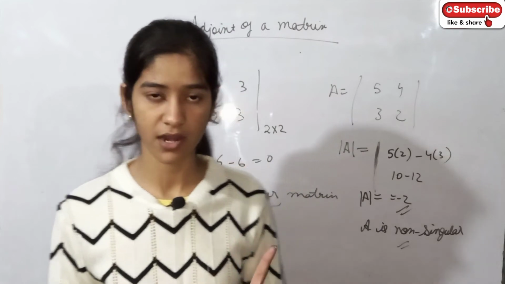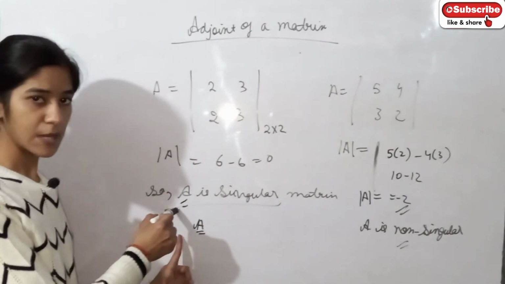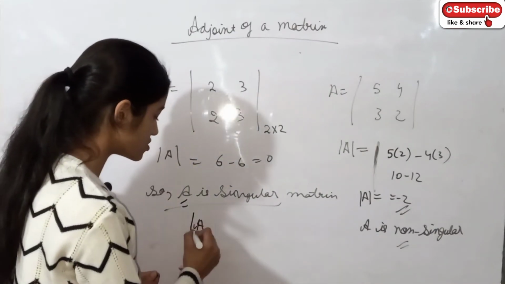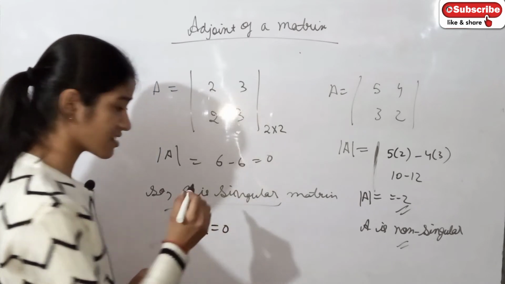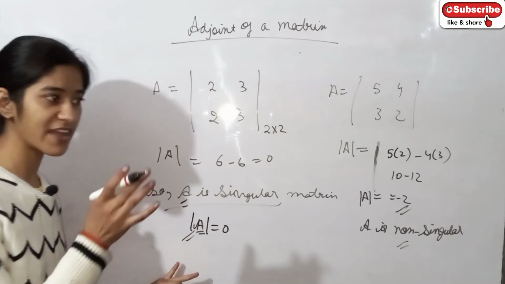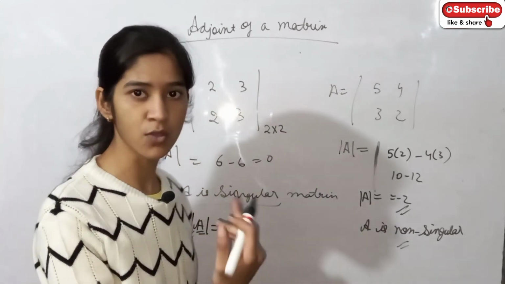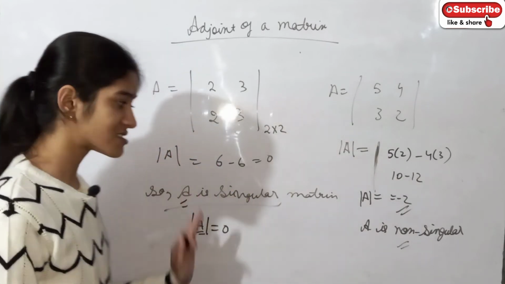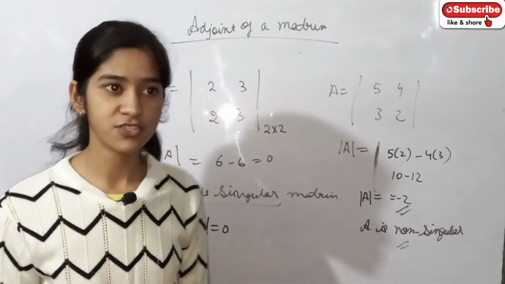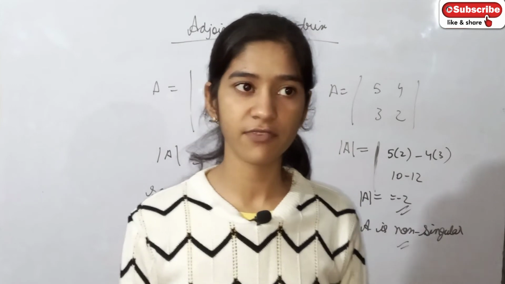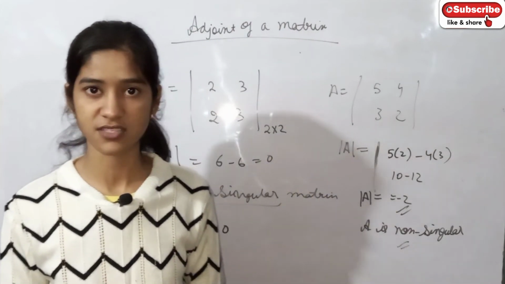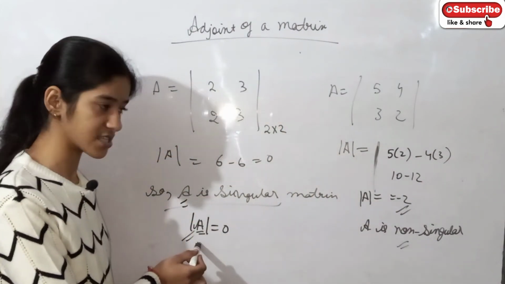only a single one. And if it is singular, means mod of A is equal to 0, then a further condition is also there: whether adjoint of A multiplied with B is equal to 0 or not. So this thing we have discussed, when we find whether the equation is consistent or not consistent, in that case we use this concept.